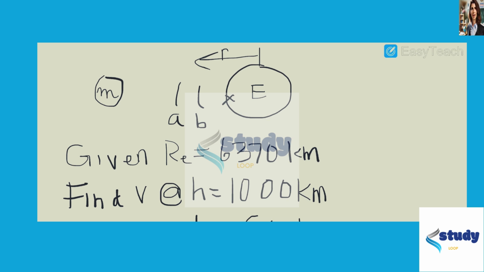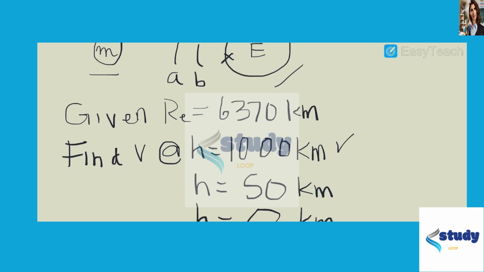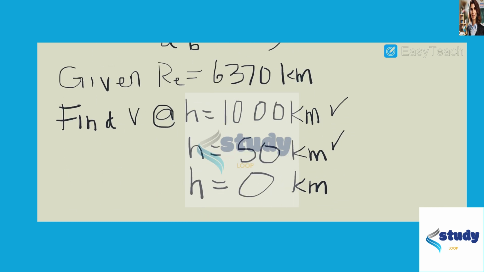We're going to be looking at principles involving work and kinetic energy. What we have is an asteroid shown here, starting a very large distance away from the Earth. The only force acting on this mass is the gravitational attraction from Earth. What we're asked to find is the velocity at heights above the surface of the Earth of 1,000 kilometers, 50 kilometers, and then when the asteroid hits the surface of the Earth.